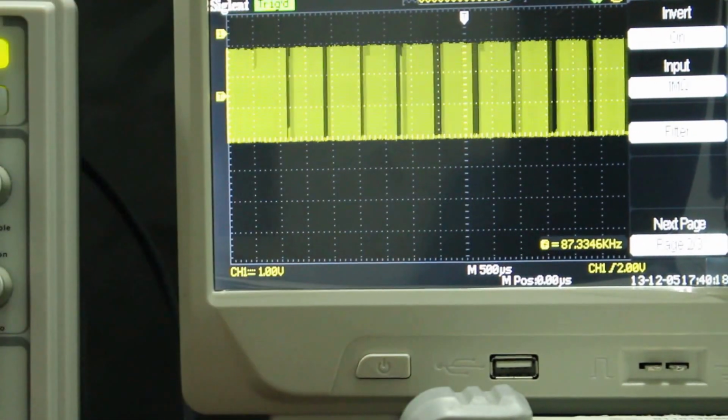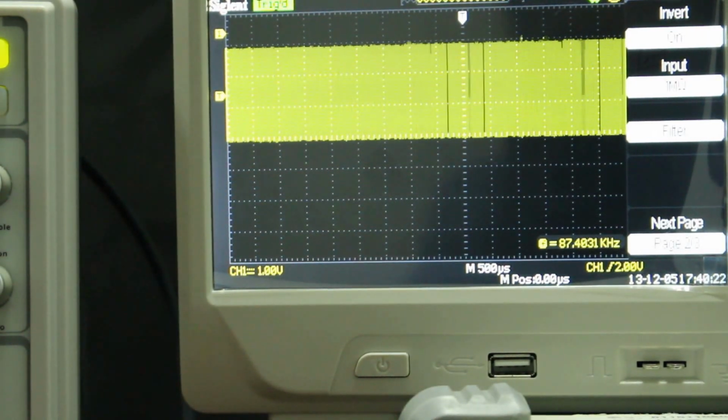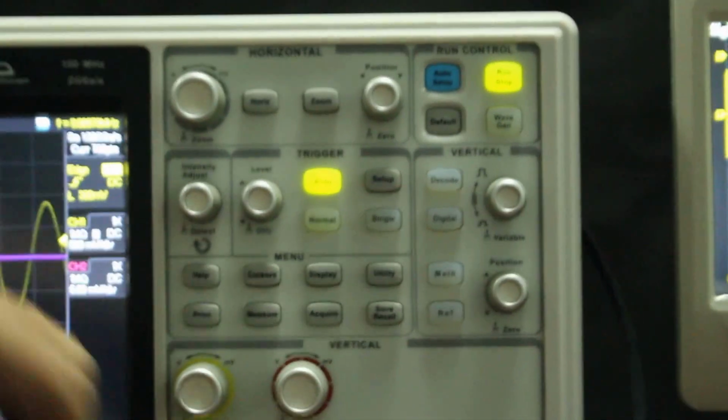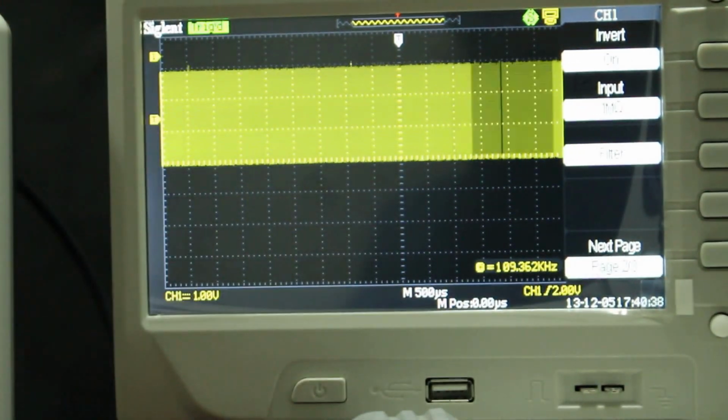Now, as you can see from the frequency measurement, the capture rate of the SDS2102 is 87,000 waveforms per second when only channel 1 is on. So, when I turn on channel 2, we get a boost to the capture rate. As you can see, it's now at almost 110,000 waveforms per second.